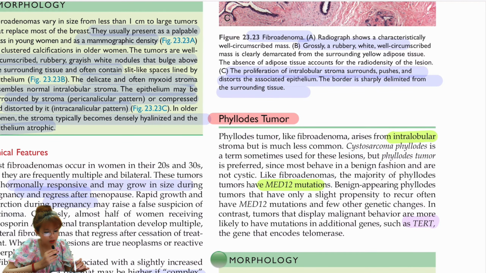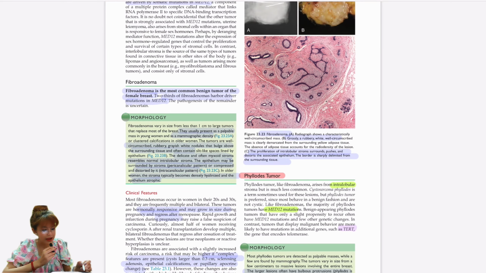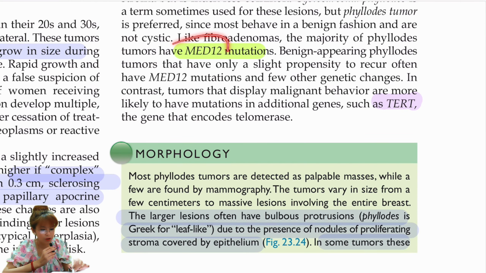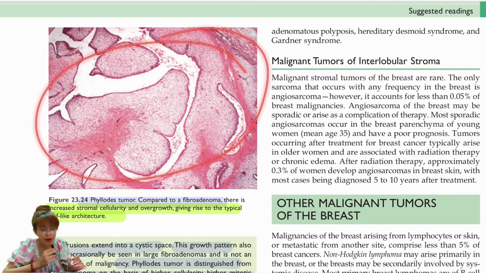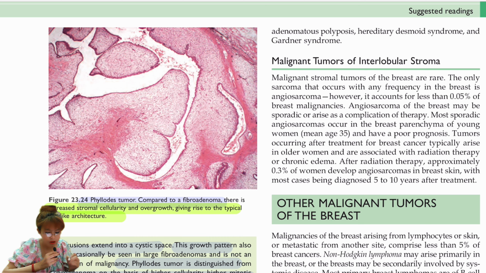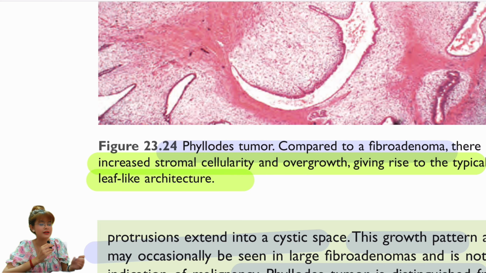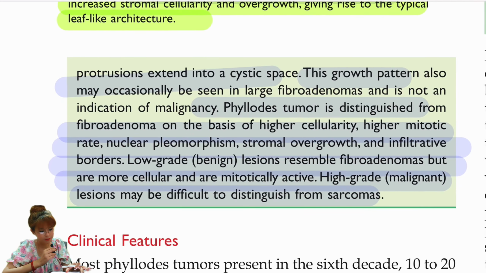Okay, now talking about the phyllodes tumor, similarly here also there are MED12 mutations, and TERT mutations are also present here. These points are important for MCQs, and these are basically larger lesions. They have bulbous protrusions because the word means leaf-like, due to the presence of nodules of proliferating stroma covered by epithelium. Compared to fibroadenoma, there is increased stromal cellularity and overgrowth, giving rise to a typical leaf-like architecture. So there is an increase in the stromal cellularity even more than the fibroadenoma.